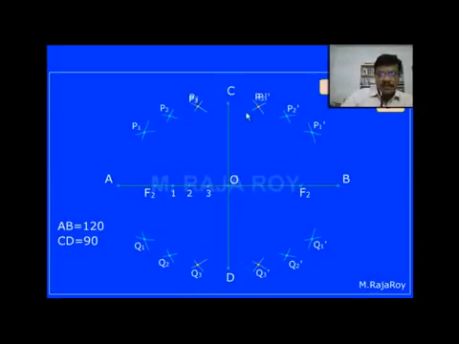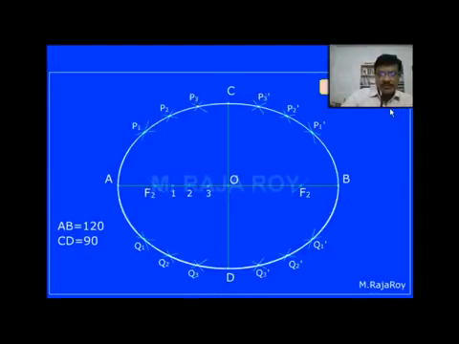Now draw a smooth curve passing through all these points. Draw a smooth freehand curve joining all these points. Then you will get a smooth ellipse like this.